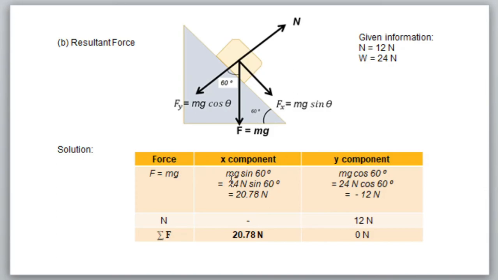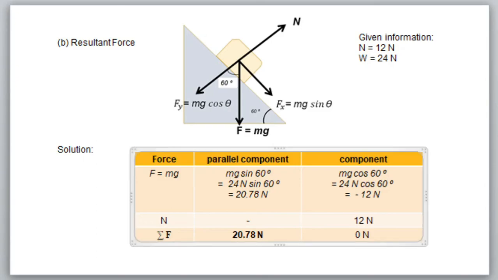So this is the parallel component, and this will be the perpendicular component. The perpendicular component to the plane is mg cos 60 degrees. So we substitute the weight of the object, which is 24 Newton. The direction is negative 12 because we consider that this direction is negative y, and this will be positive y. This is positive x, and the other way is negative x. We consider all the directions because force is a vector quantity.